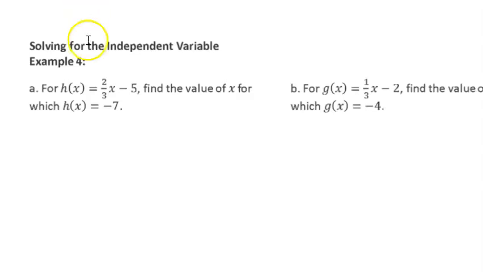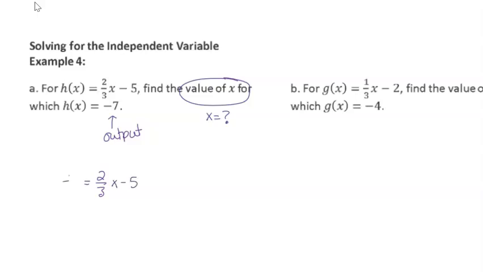So example 4 gives us this equation. It says h of x equals 2/3 x minus 5. So the name of this equation is h. Find the value of x. That tells me we don't know x, for which h of x equals -7. So what this tells me is we know the output is -7, and find the value of x means we don't know x. So that means don't plug it in for x because we don't know x. That's what we're looking for. Let the output be -7, so let it equal -7. So that's how we set it up, and from there, the setup is the only new part today. You guys are great at solving equations, so we just solve.